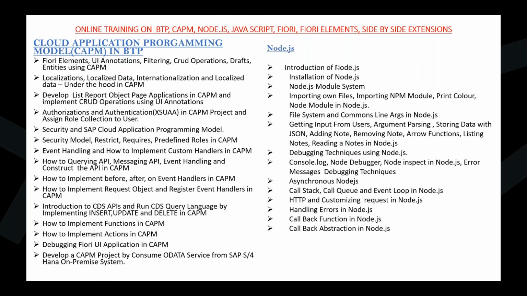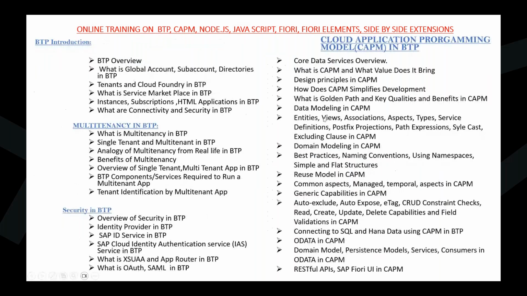And then we will move to CAPM. Before getting into CAPM, we'll cover what is BTP, what is multi-tenancy, what is security, and then we'll come to CAPM: CDS views, what is CAPM, design principles, golden paths, events, associations, cardinalities, postfix path expressions, best practices, naming conventions, reuse models, common aspects, auto exclude, connecting to SQL and HANA DBs, OData and CAPM, domain model.